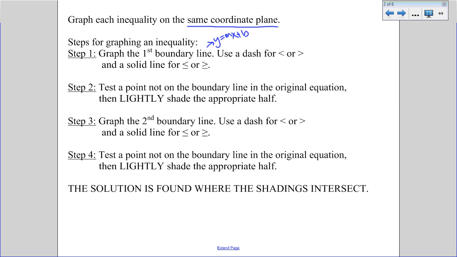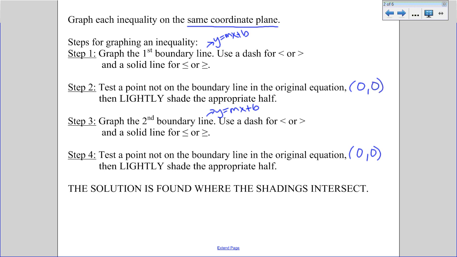We want to test a point not on the boundary line, and we're going to talk about this shading. Remember, we can always test 0, 0, and lightly shade the appropriate half. Then we're going to graph the second boundary line. Same thing, solve for y, get y equals mx plus b, and then use your solid and dashed lines, and then test a point not on that. We're going to test 0, 0. We're going to lightly shade. So those of you who only have a pen may want to invest in a pencil.